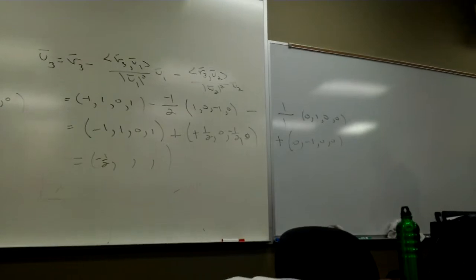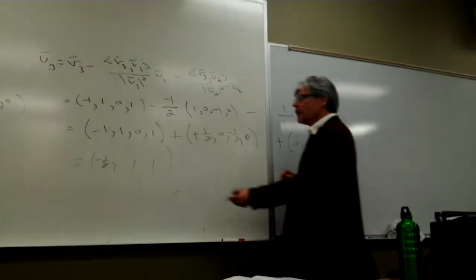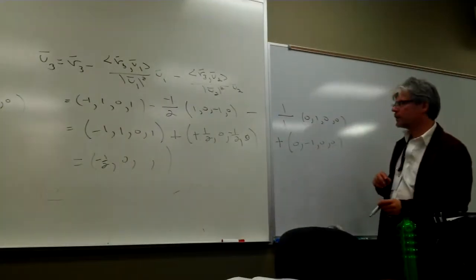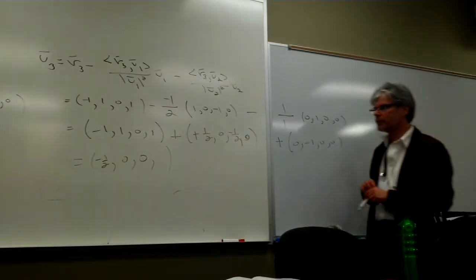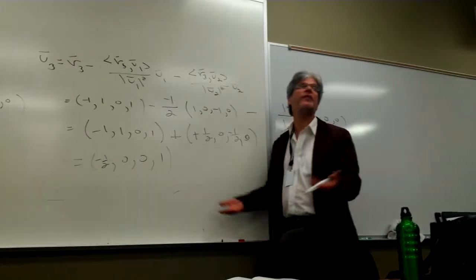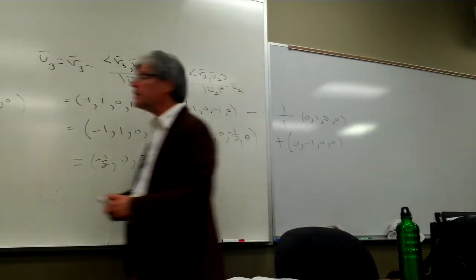I think my second entry is going to be a 0. The third entry is going to be a 0 as well. And lastly, the last entry is going to be a positive 1. But there was arithmetic involved. Yet again, let me take a break.